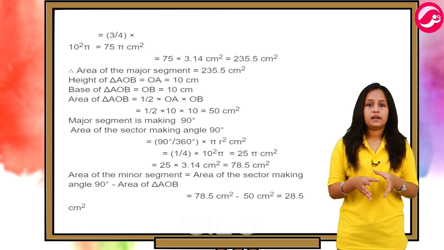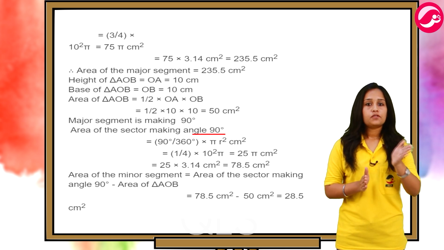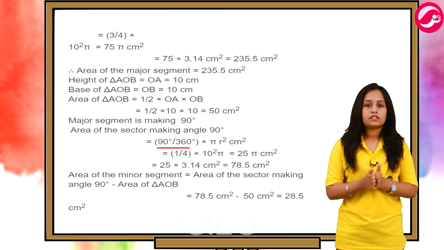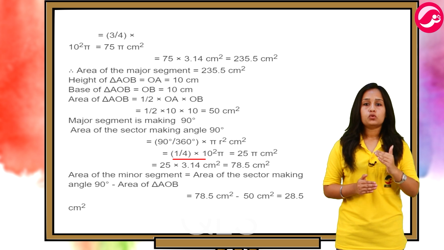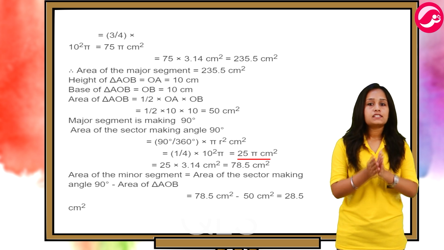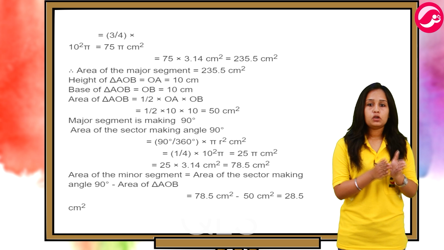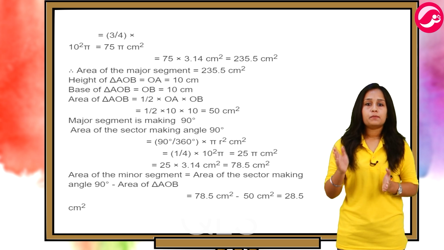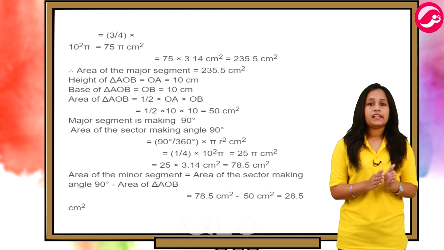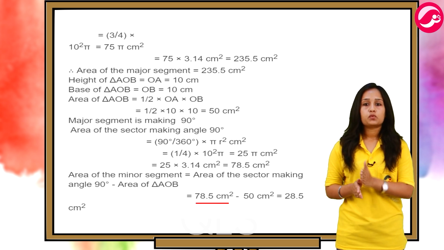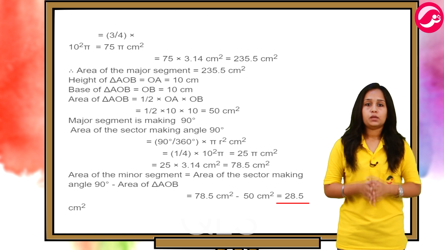The minor sector is making 90 degrees. The area of the sector making angle 90 degrees will be equal to 90 by 360 into pi r square, that is 1 by 4 into pi into 10 square, that is 25 pi centimeter square or 78.5 centimeter square. So the area of the minor segment will be equal to the area of the sector making angle 90 degrees minus the area of triangle AOB, that is equal to 78.5 centimeter square minus 50 centimeter square, that is 28.5 centimeter square.